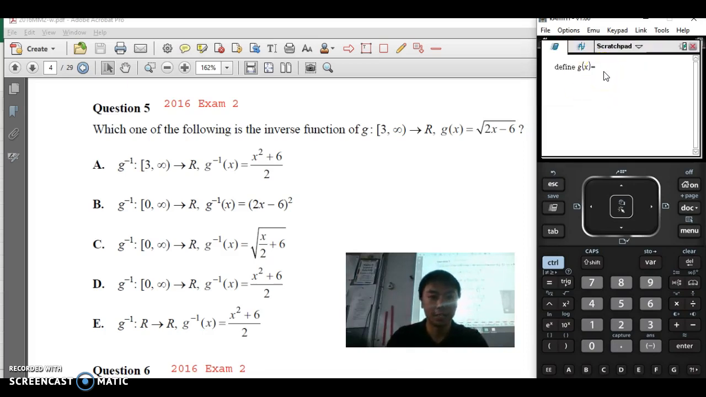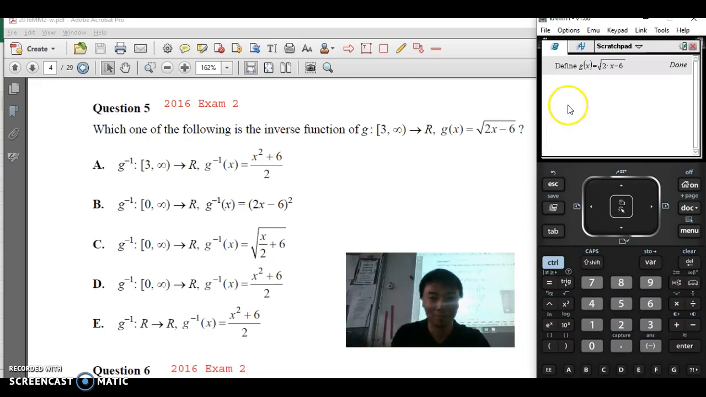Equals g(x). No, there's a bracket then. There's g, then bracket x. Where's g? Bracket x. Equals. Oh, I did an equal sign and I'm trying to do it. Delete. How do you put a space in?